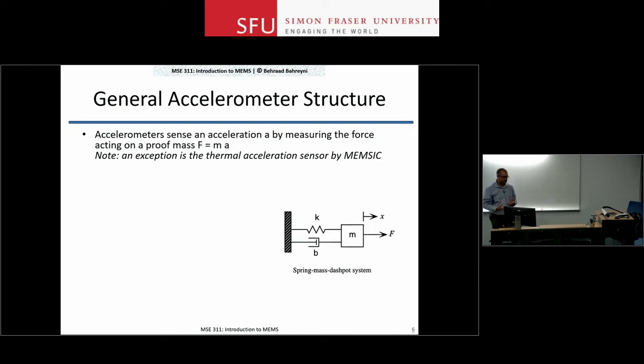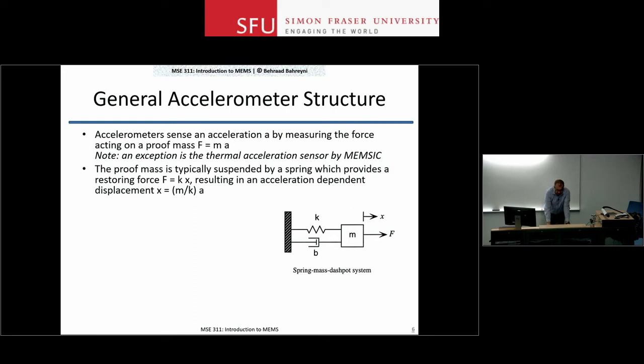You usually have some sort of a damping mechanism around it. It's usually viscous damping, the friction with air molecules and their impingement on the surface. The exception here is the thermal accelerometer that I'll talk about in a few slides. So what happens in the basic structure shown here is that once you apply an acceleration to this structure, it's usually applied to the frame. Your proof mass is suspended above the frame, above the package.